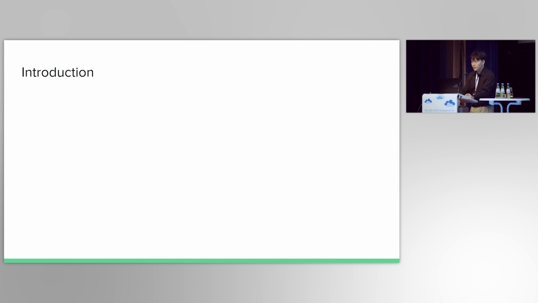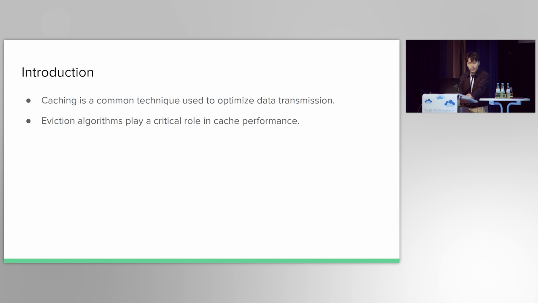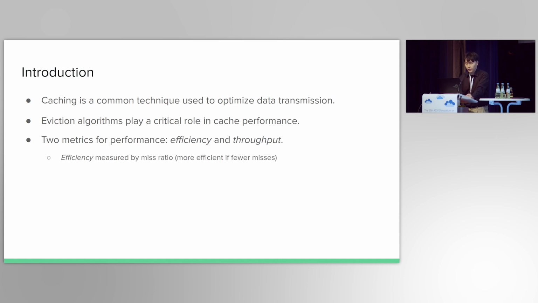So as to provide some background for you, caching is an extremely essential technique utilized in most modern computer systems to optimize data transmission. And eviction algorithms are critical for the performance of the cache. Two standard metrics used for measuring the cache performance are efficiency and throughput, where efficiency is measured by miss ratio, and throughput is simply measured by the number of requests processed per second.